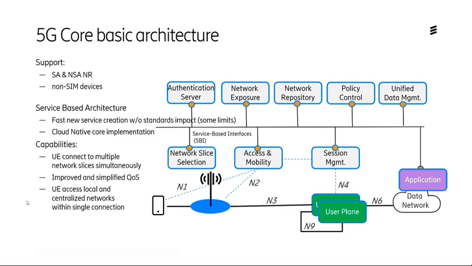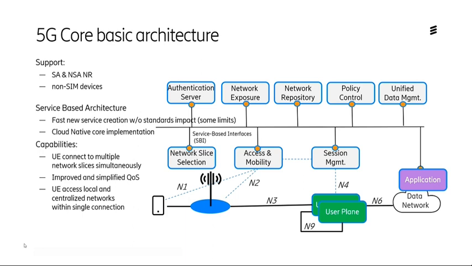Standalone and non-standalone 5G new radio, or NR. SIM-equipped and non-SIM devices can also be supported. And a service-based architecture exposing APIs, allowing developers to create new applications with agility and speed. Capabilities include the ability for a UE to connect to multiple network slices simultaneously, which would then be mapped to different data radio bearers, or in some cases even to the same data radio bearer.